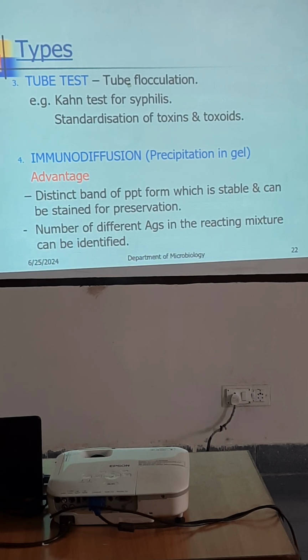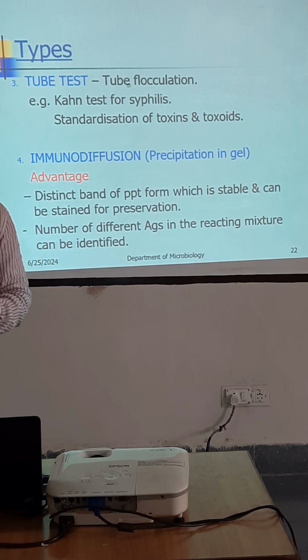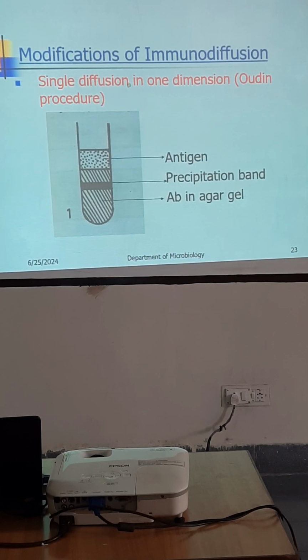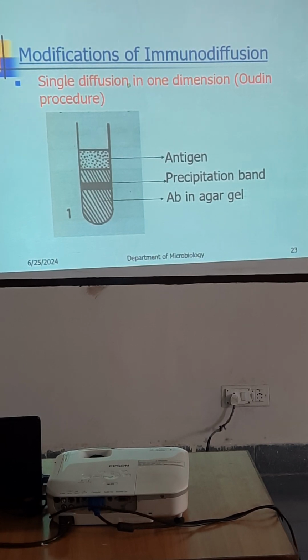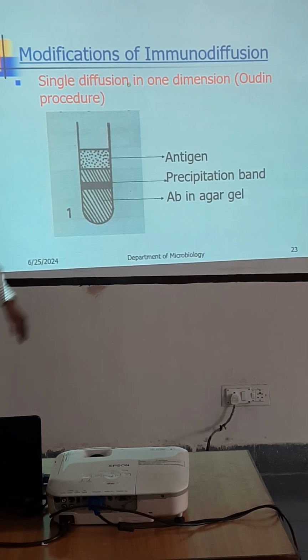And immunodiffusion, which is precipitation in gel. The advantage of these tests is that distinct bands of precipitation are formed which are stable and can be stained for preservation. The number of different antigens in the reacting mixtures can be identified by this immunodiffusion test. So single diffusion in one dimension is a routine procedure. Here the antigen is overlaid over the antibody or antiserum in one tube, and there is a band of precipitation at equivalence.